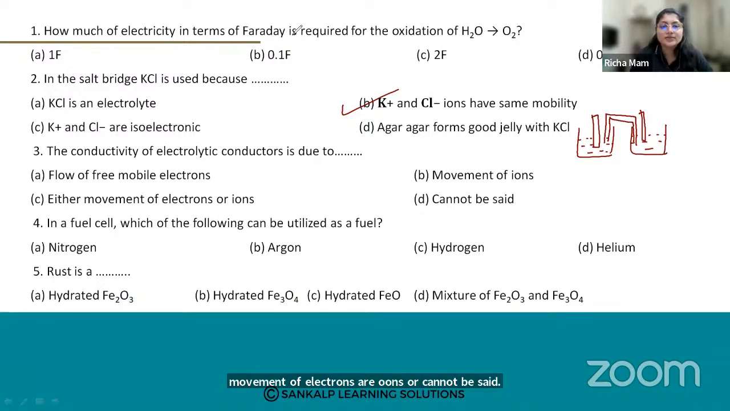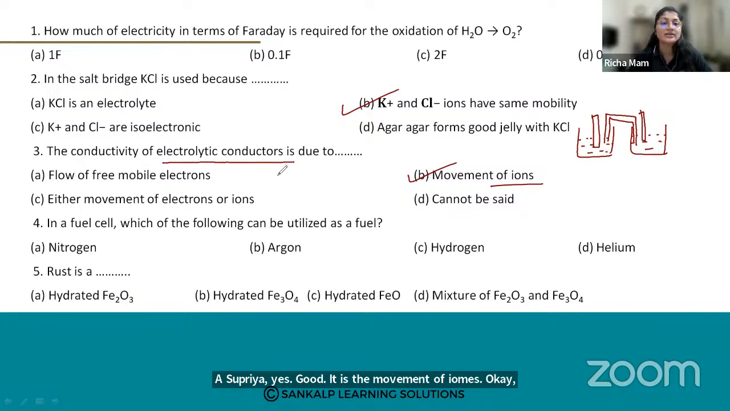Everybody has answered B. Good. Vedavati, Simran, Shubham, Shivkumar, Supriya, yes, good. It is B, movement of ions. So the conductivity of electrolytic conductors is due to the movement of ions.